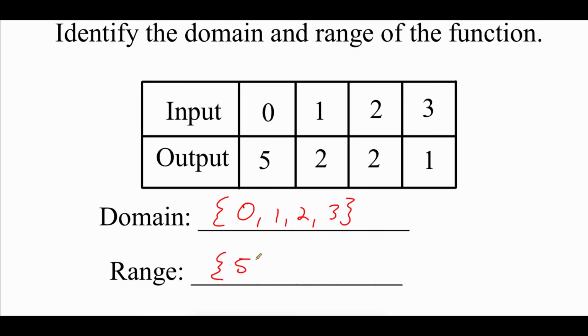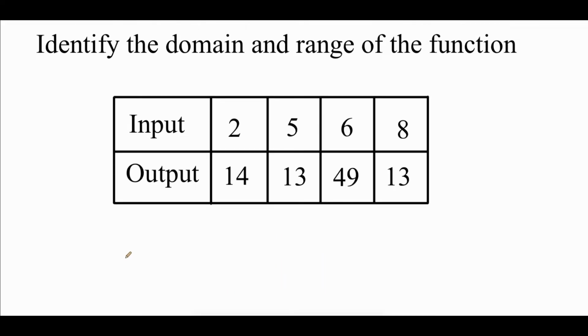So that includes 5. Now, 2 shows up twice, but I don't need to put 2 on my list twice. I can just put it on the list once. And then we've also got 1 in our range. So those values there, 5, 2, and 1, are part of the range because they're the output values. Those domain values came from the input.